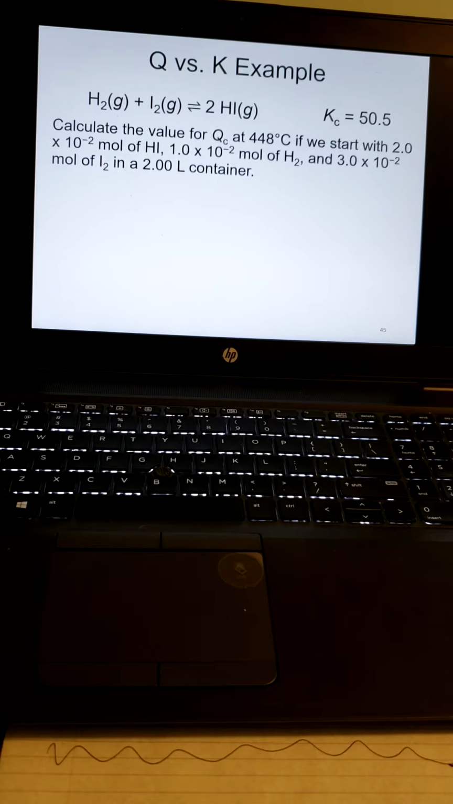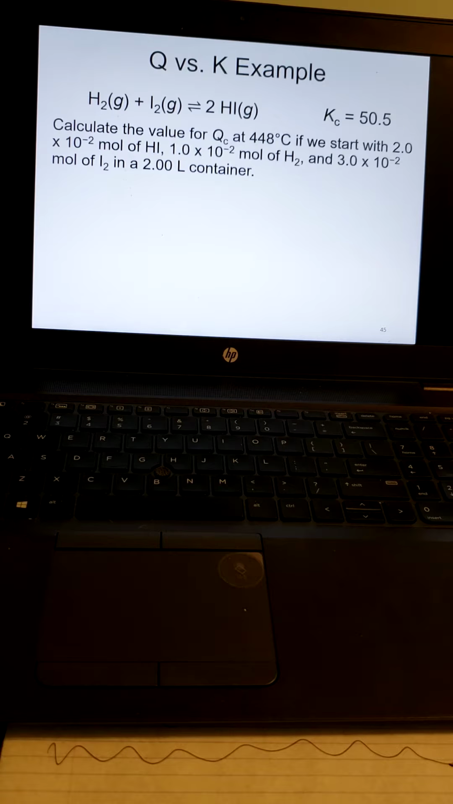Okay, last video. We just need to work through this question. We have a reaction that we've already studied before, which means we know what the K of this is, because we're looking at it at the same temperature as before. So we know that the K of this is 50.5. But what they're telling you is we don't know where we are in this reaction, so it's asking you to calculate Q.